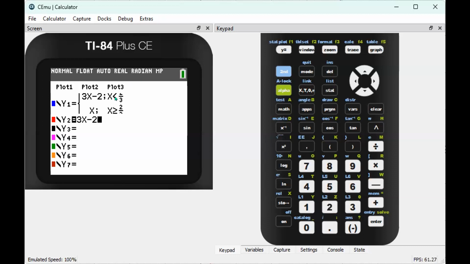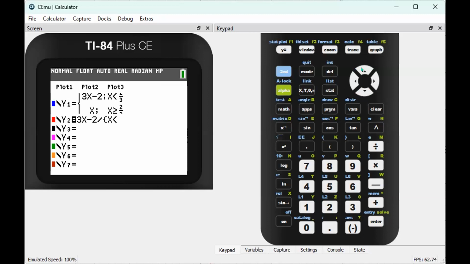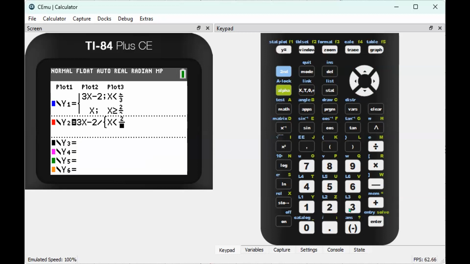You type in 3x minus 2, you want only x less than 2 over 3. What you do is you press, if I am not mistaken, the slash button, which is the divide button. Then you open curly brace, and then you type in the same thing, x less than 2 over 3. So x, go to second test, scroll down to less than, then 2 alpha F1 fraction 3. If you don't like the fancy fraction, you can always open a bracket, 2 divided by 3, close the bracket. Then close the curly brace.